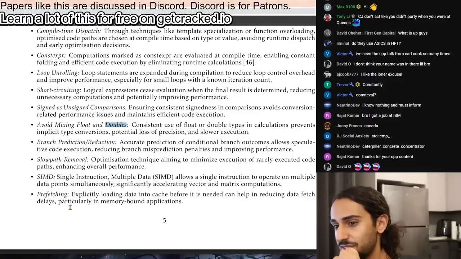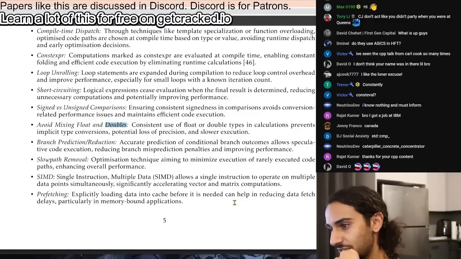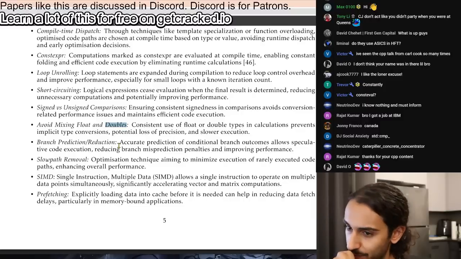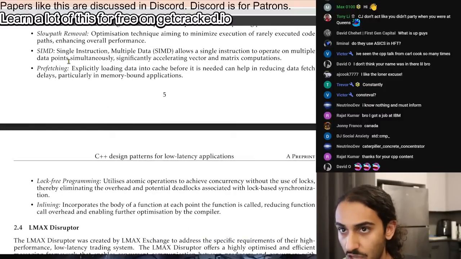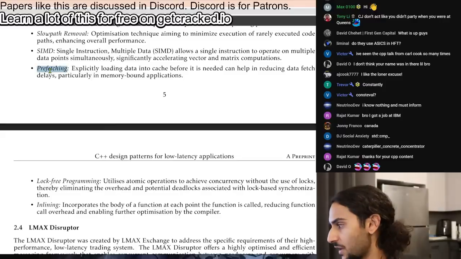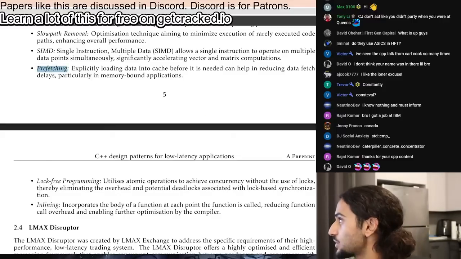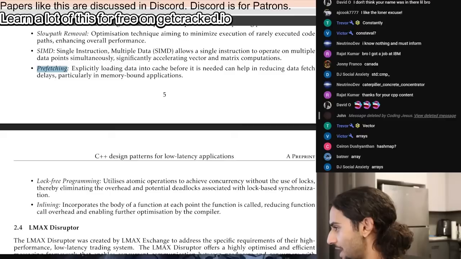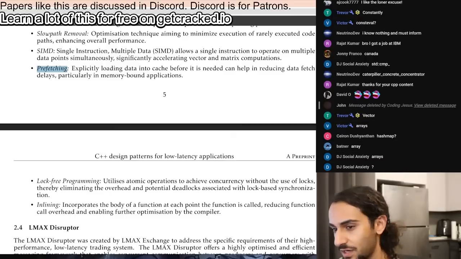Prefetching. Explicitly loading data into cache before it is needed can help in reducing data fetch delays, particularly in memory-bound applications. Which data structure is very prefetch friendly? Chat, which data structure is prefetch friendly? Hash maps, no. Arrays, yeah, arrays and vectors.